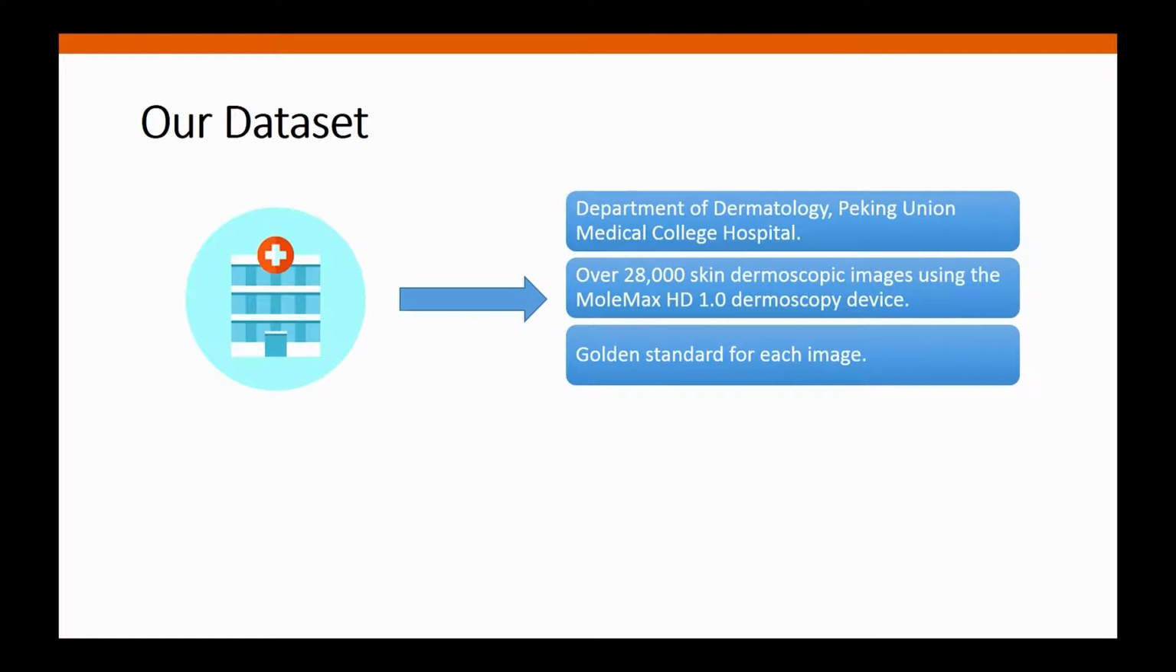First, I'm going to introduce our data set. Our skin disease images are coming from a hospital, the Department of Dermatology, Peking Union Medical College Hospital. The total database contains over 28,000 skin disease images using the MoMax HD #1 dermoscopic device. And we also create the golden standard for each image, which I'm going to introduce later.